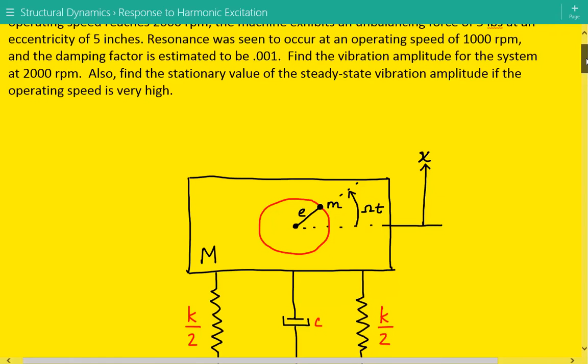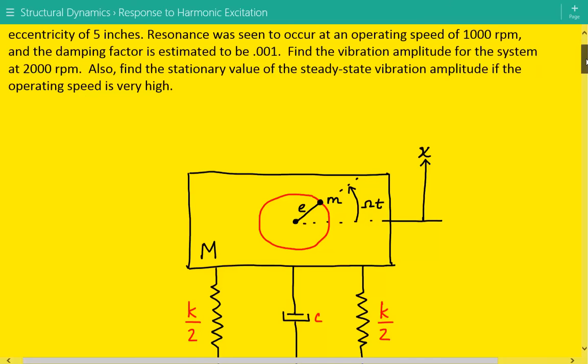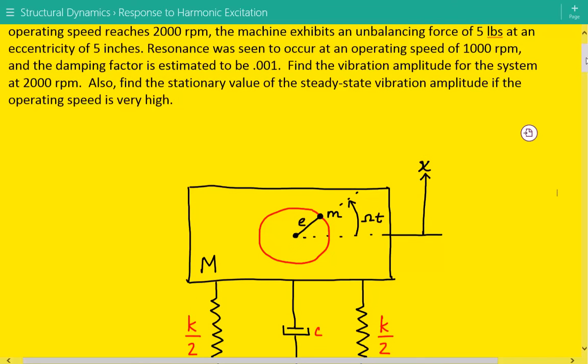Resonance was seen to occur at an operating speed of 1,000 RPMs, and the damping factor is estimated to be 0.001. So we need to find the vibration amplitude for the system at 2,000 RPM, and also find the stationary value of the steady state vibration amplitude if the operating speed is very high.